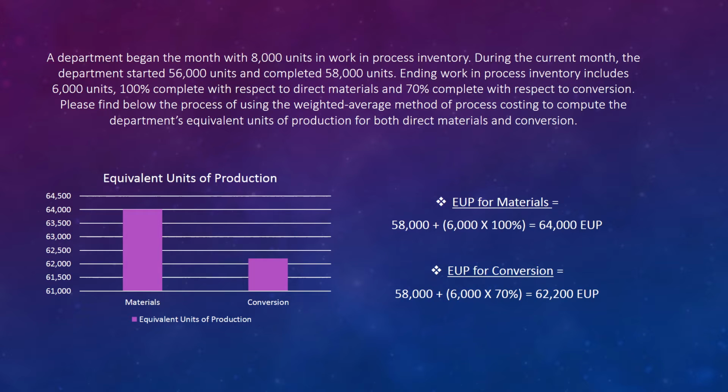EUP for materials is calculated by taking the 58,000 completed units plus the 6,000 units in ending work in process inventory multiplied by the percentage of completion for materials, which is 100%. Based on this calculation, the equivalent units of production for materials is 64,000. The EUP for conversion is calculated by taking the 58,000 completed units plus the 6,000 units in ending work in process inventory multiplied by the percentage of completion for conversion, which is 70%. Based on this calculation, the equivalent units of production for conversion is 62,200.